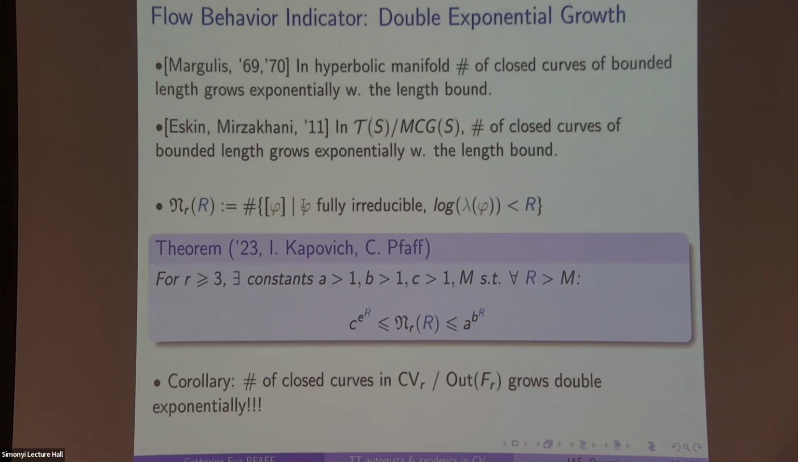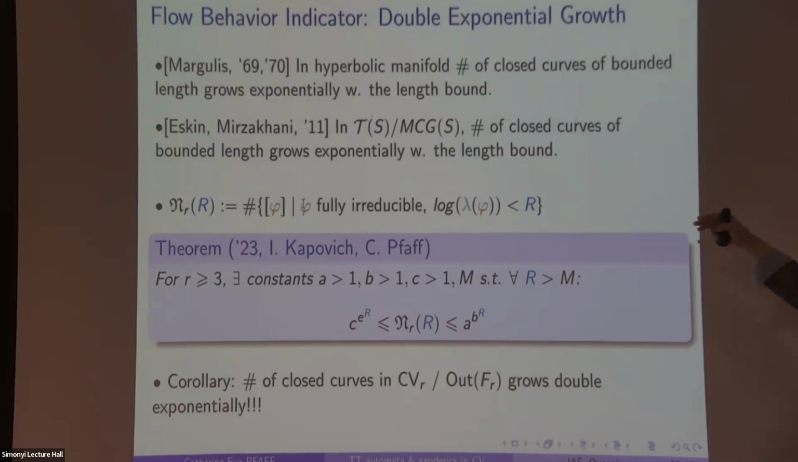So here's to your question. In most nice settings, if you look at the quotient of your space by the action, then instead of having the geodesics, you end up with these closed curves. And then you want to count how the number grows as you bound the length of the curves.